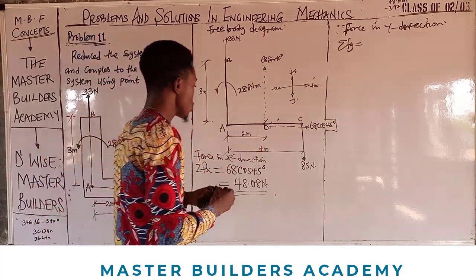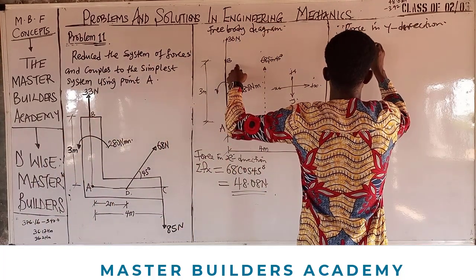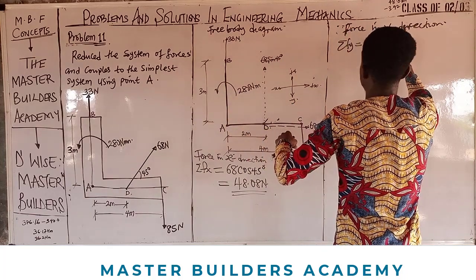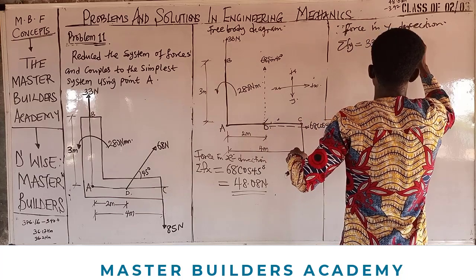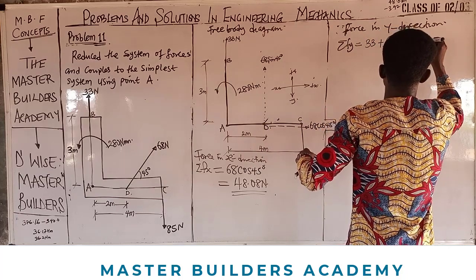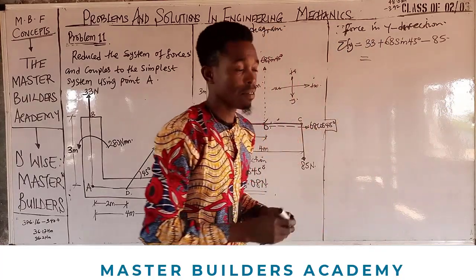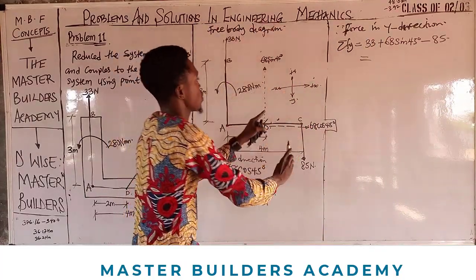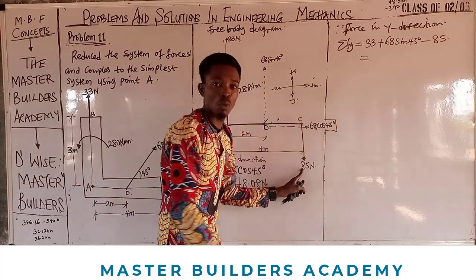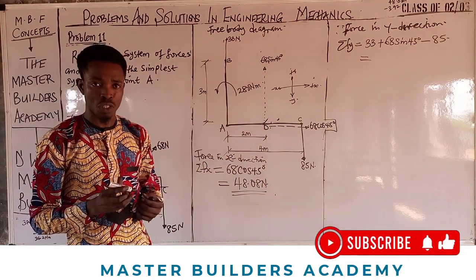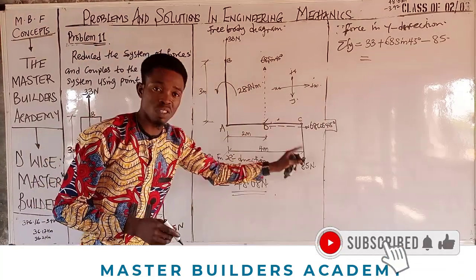Are you there? So this will give us 33 plus 68 sine 45 degrees, then minus 85. This is what we have: upward plus another upward, then minus downward. These are the vertical component forces. So we have 3 vertical forces here, but we have only 1 horizontal force.